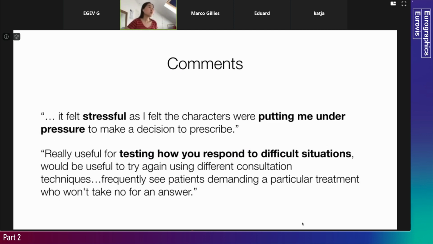Right. So some comments: it felt stressful as I felt the character was putting me under pressure to make a decision to prescribe. It's really useful for testing how you respond to difficult situations. Would be useful to try again using different consultation techniques.